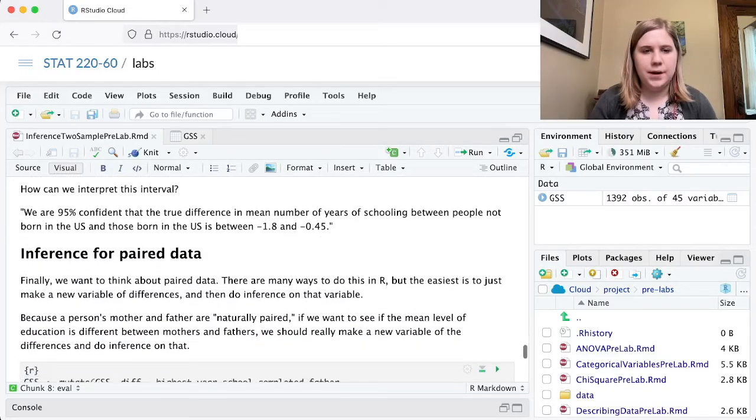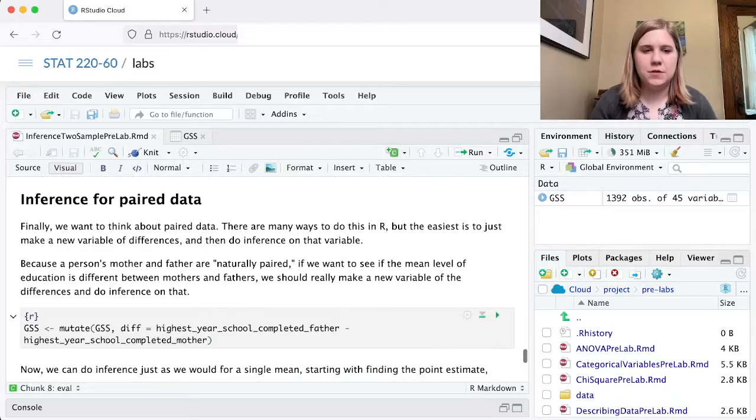And then the last thing that I want to talk about today is inference for paired data. There are different ways to do it in R. The easiest one is just to make a new variable that's differences and do inference on that one single variable. And if you remember about paired data, it's easiest if the data is naturally paired. My data set doesn't have a perfect natural pairing, but they do have data about the highest year of school someone's father completed and the highest year of school someone's mother completed.